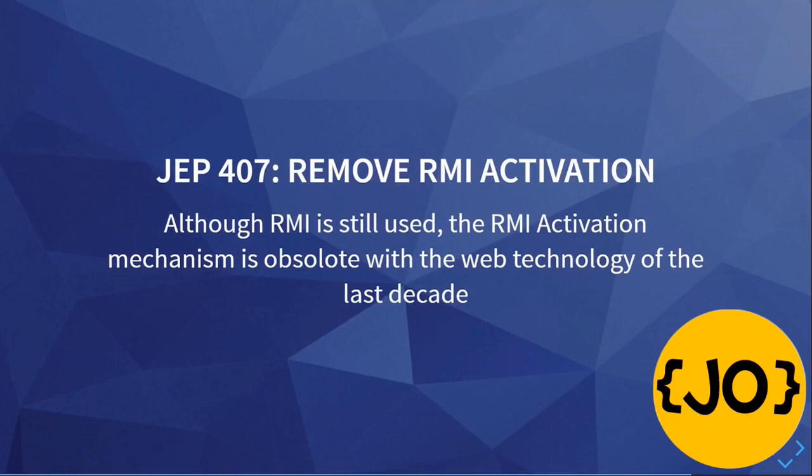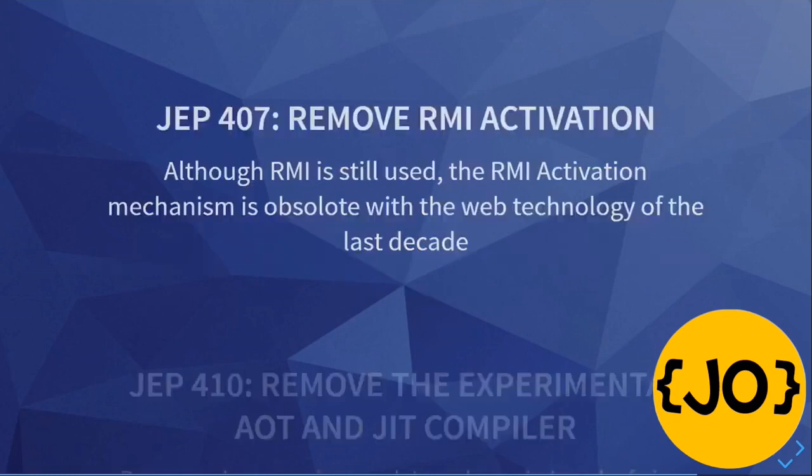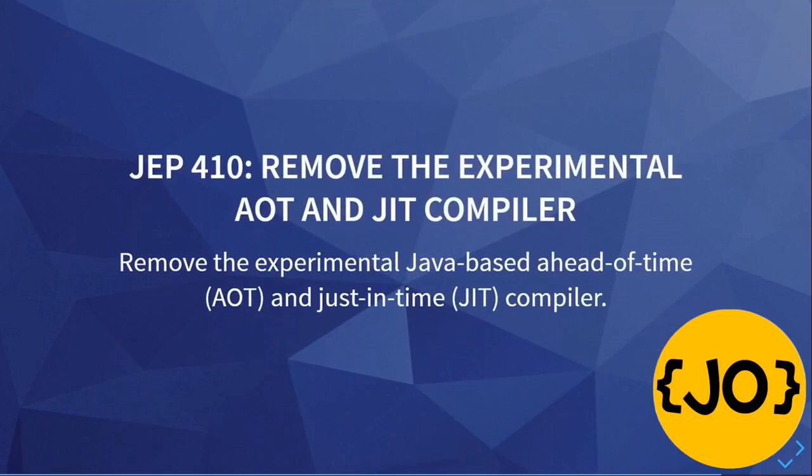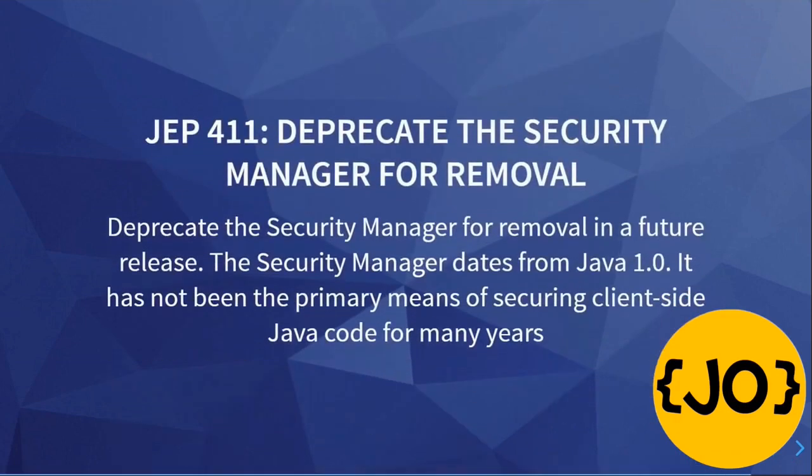Then there is JEP 410, where they remove the experimental AOT and JIT compiler. It was hardly used from the JDK and most people use GraalVM nowadays. The last JEP is 411, where they deprecated the Security Manager, which is ancient and hasn't been relevant for a long time anymore. Okay, these are all the new features in Java 17.